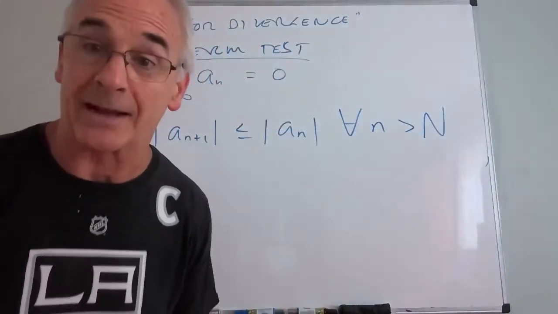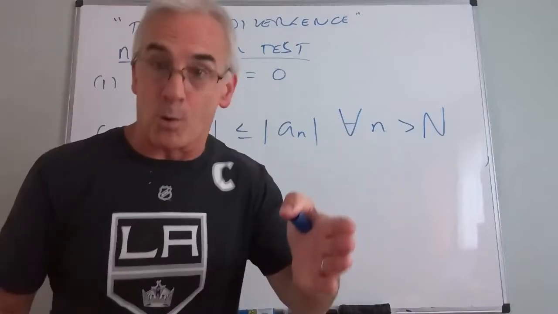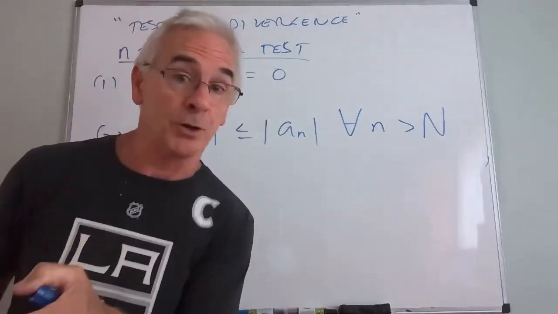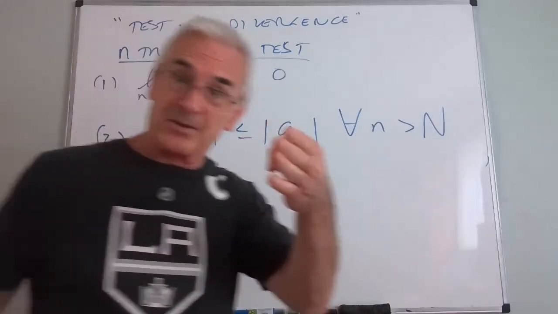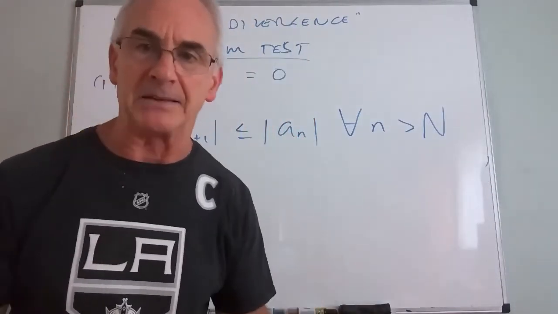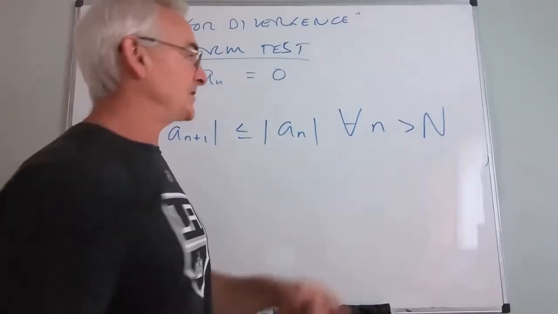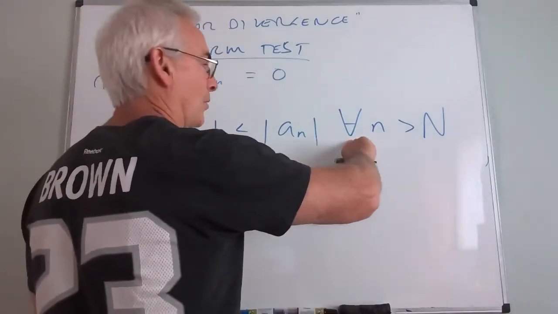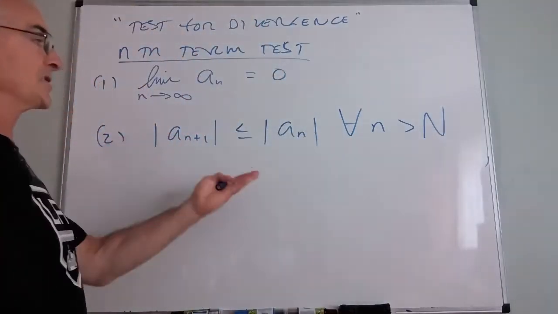That looks so abstract. I have terms in a series, and at some point, maybe it's on the first term, maybe it's the 27th term, maybe it's the 10,000th term. At some point, they're getting smaller forevermore. And I put an absolute value because numbers can be negative. That's not the problem. It's the size of the numbers. So this symbol means for all n after a certain point, my terms are getting smaller.